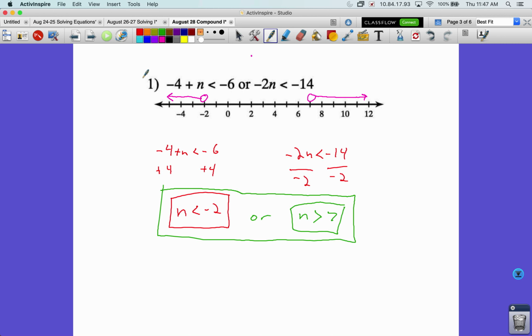So that can happen. I'm not going to do that to you guys on a quiz or a test. If it's an or, it's going to end up looking like this with 2 rays and a gap in between them. Just know that they can overlap and you can get infinite solutions that way.